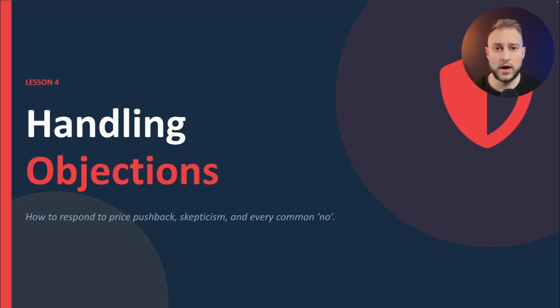Now, here we are at the end of the presentation on how you can handle objections. This is by far one of the most important things. You will get no's, just like if you go out and ask a girl out, you will get a no. It's just how life works. You need to respond in a good way to price pushback, skepticism, and every common no. You will learn these no's after repetition, through your GoHighLevel campaigns, email campaigns, cold calling, and stuff like that.